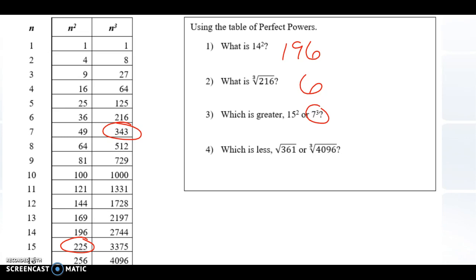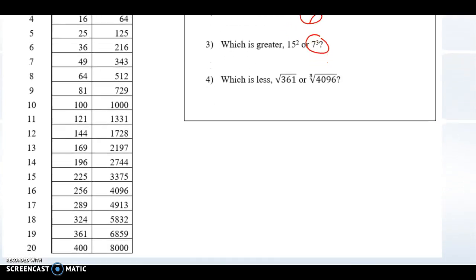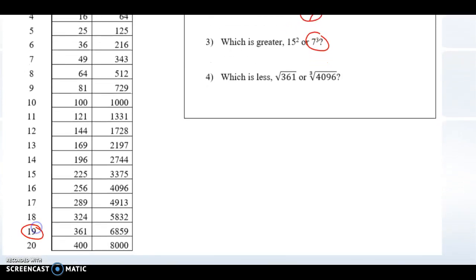And then number 4, once again, that's the one where we're kind of going backwards because we're going to start in the squared column. So 361 down here. What's the square root of 361? 19. And then the cube root of 4,096 is 16. So which one is less? That one. The cube root of 4,096.